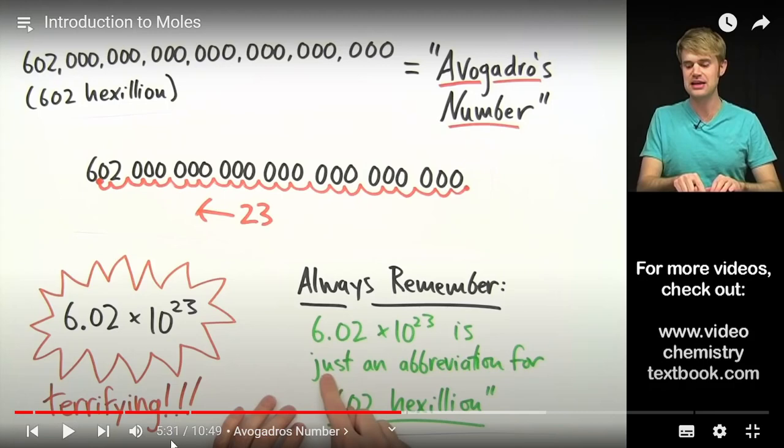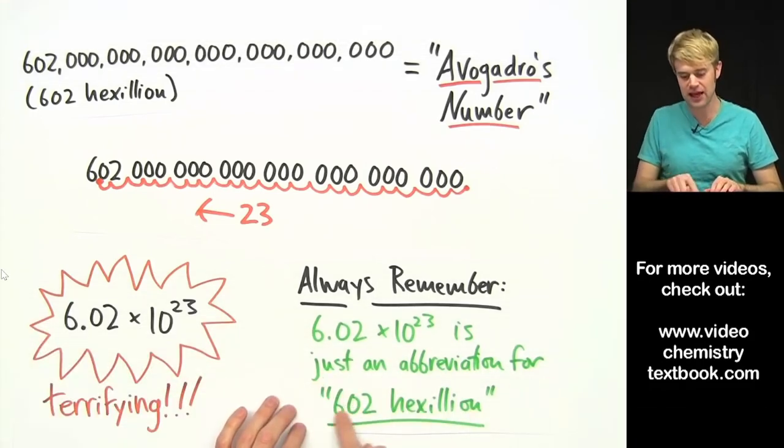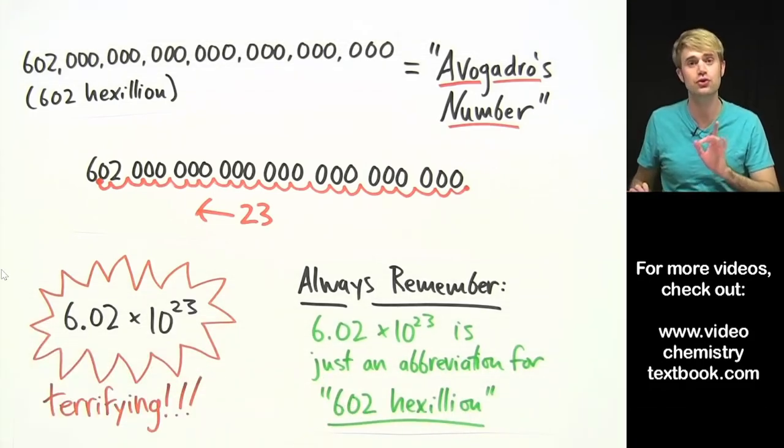So you're like, okay, what power was it? 10, which has a 1 in it, to the 23. 1, 2, 3. Is an abbreviation for 602 hexillion.